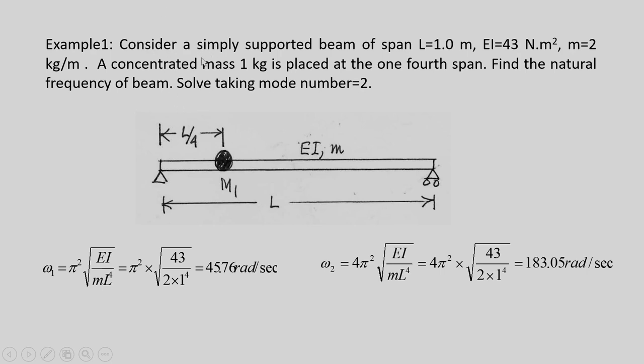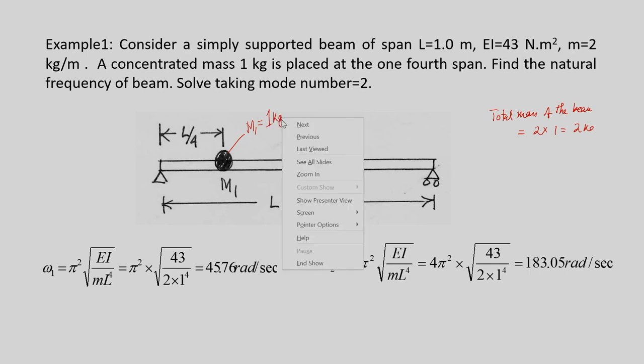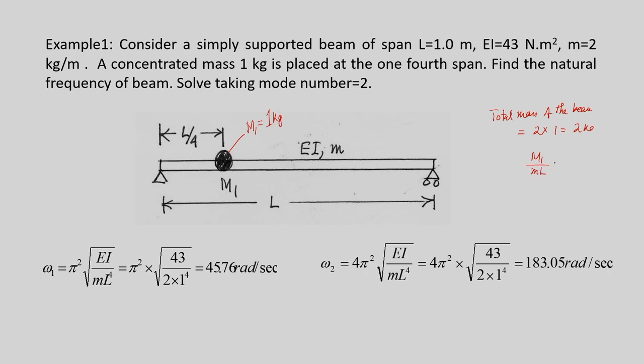First let us take a simply supported beam of span L equal to 1 meter. EI, the flexural rigidity of the beam, is 43 Newton meter square. Mass per unit length of the beam is 2 kg per meter. So you can see here the total mass of the beam is 2 into 1, because 1 meter is the length, equal to 2 kg. And we have taken a concentrated mass M1, which is 1 kg. So the ratio of concentrated mass M1 by mL is 0.5, that is 50%. 50% of the total mass of the beam is taken as a concentrated mass, and it is placed at the location L by 4, at the quarter span.